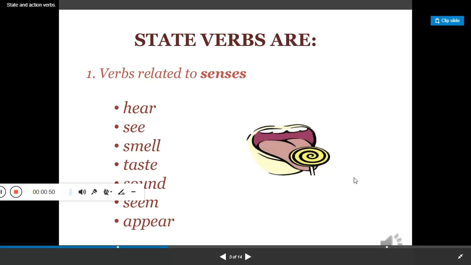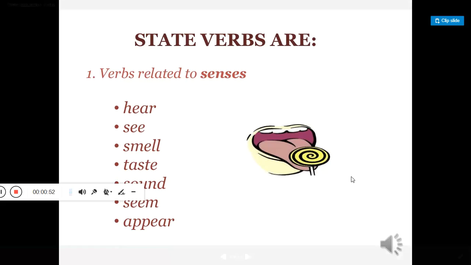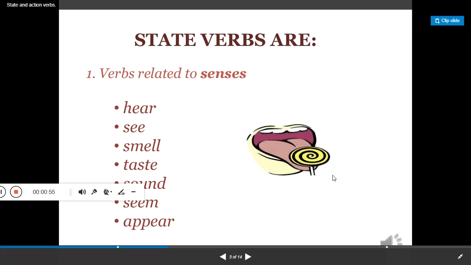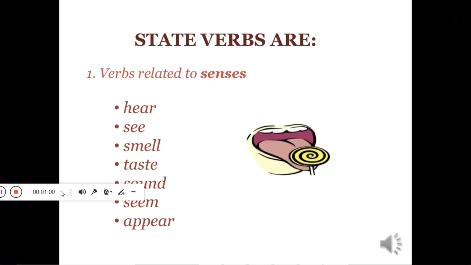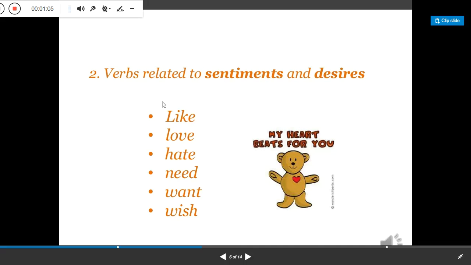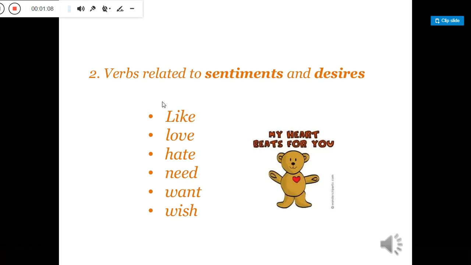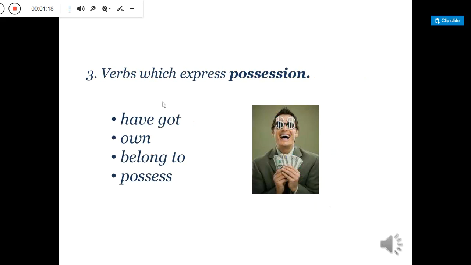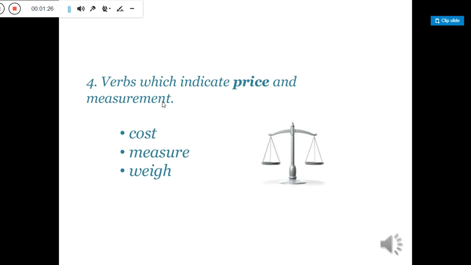State verbs are verbs related to senses: hear, see, smell, taste, sound, seem, and appear. Verbs related to sentiments and desires, like the verbs like, love, hate, need, want, or wish. Verbs which express possession, like have got, own, belong to, or possess.